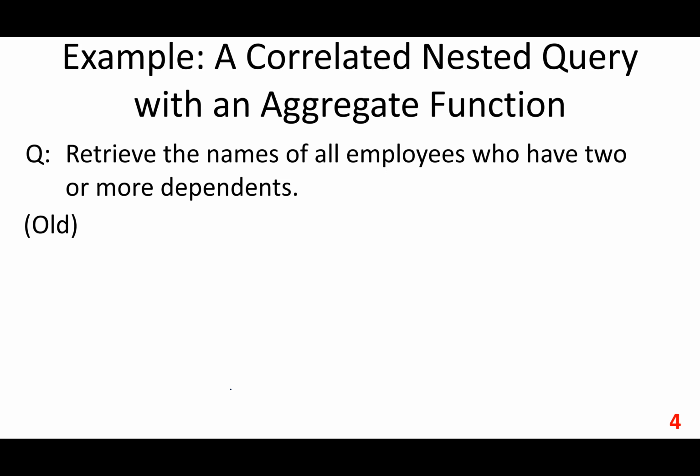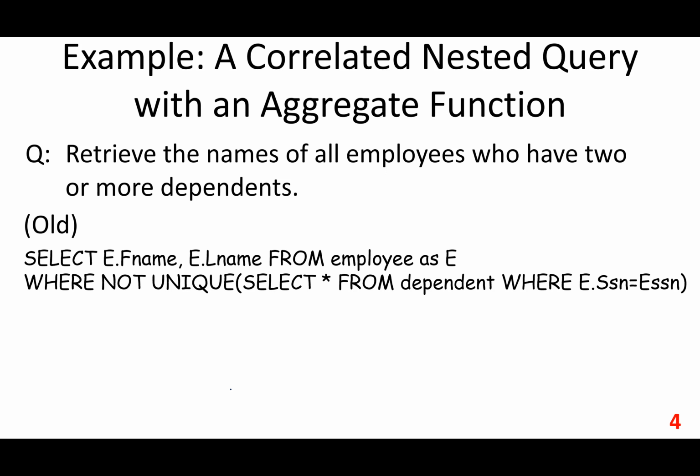let's look at the old way. Select first name, last name from employee as E. That's the outer query. Then we fix that one individual employee, the current employee. Then we bring that fixed employee into the inner query. Not a unique. So here we use the unique function.